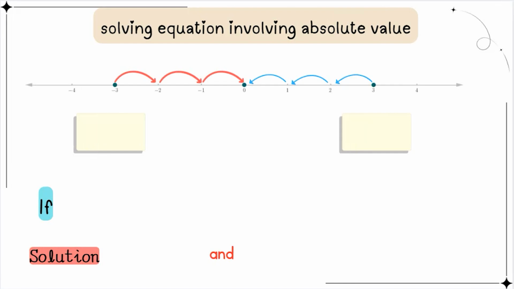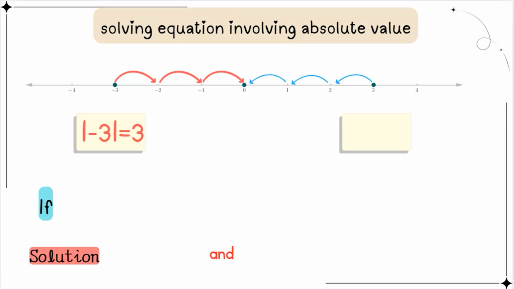Today we have a new lesson about solving equations involving absolute value. Absolute value, we studied this before. Absolute value for any number means the distance between the number inside the absolute value and 0. For example, absolute value of -3 will be 3.